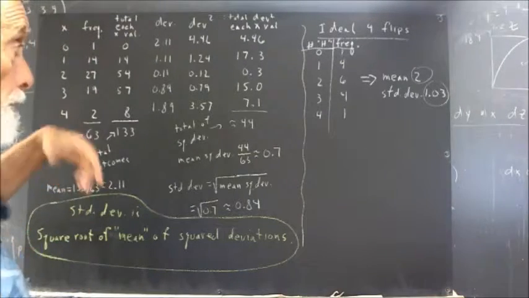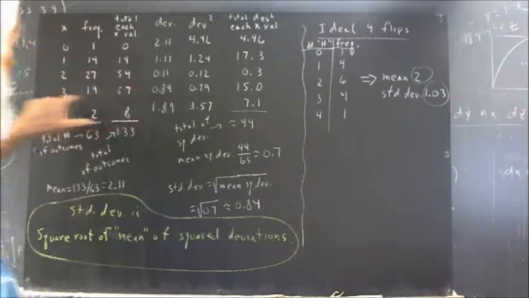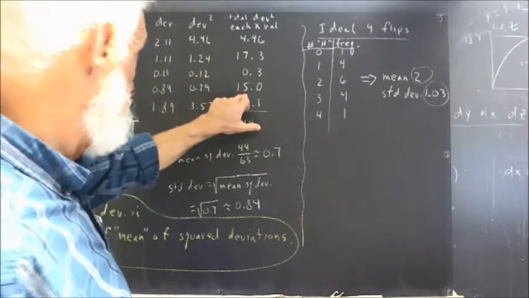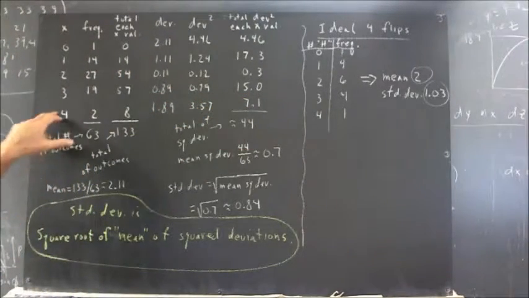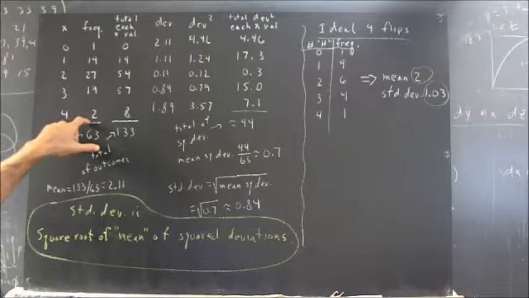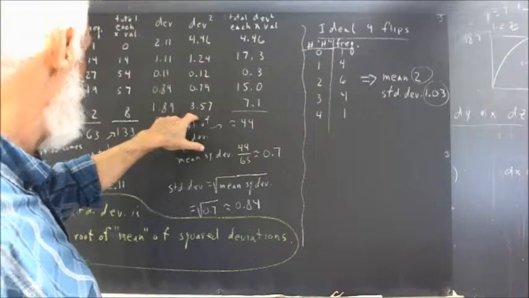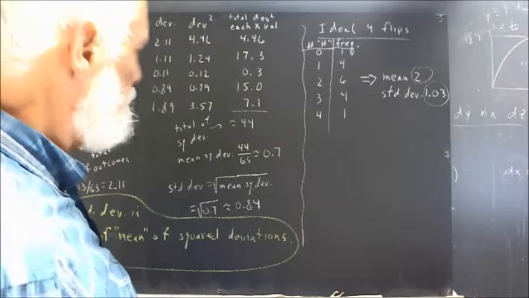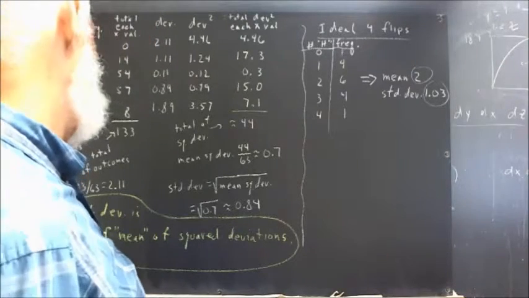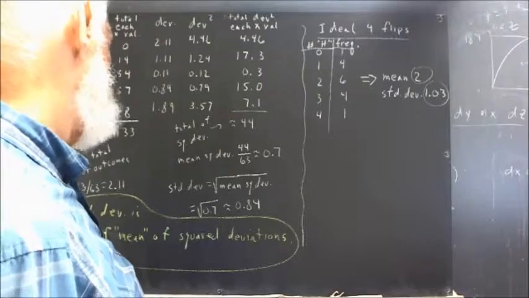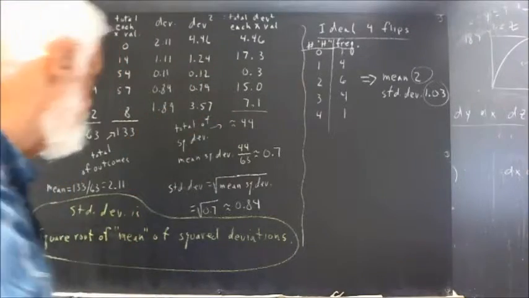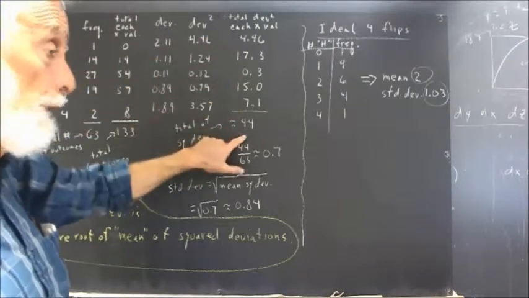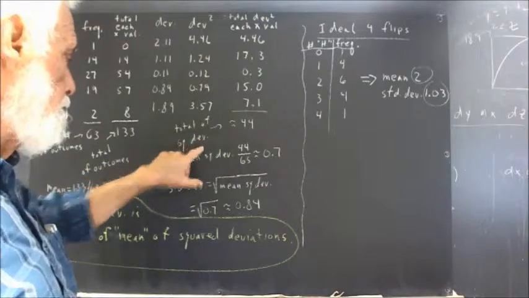And then the 0.79 square deviation for an outcome of 3 occurred 19 times. Multiplying 19 by that, we get 15. And for an outcome of 4, which occurred twice, the square deviation is 3.57. If we double 3.57, we get 7.14. Yeah, that rounds to 7.1. Okay, so anyhow, these are the numbers that we get, and we add these up, we get about 44. That's the total of our squared deviations.